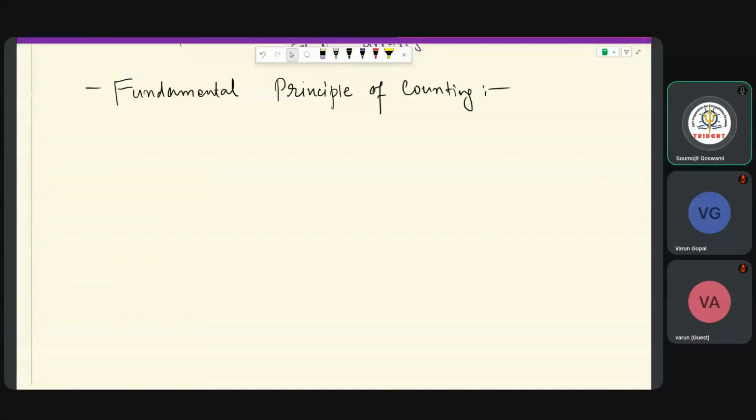Okay, I'm back. Chaliye, we'll look into the fundamental principle of counting. This is also called the rule of counting, the fundamental rule of counting.